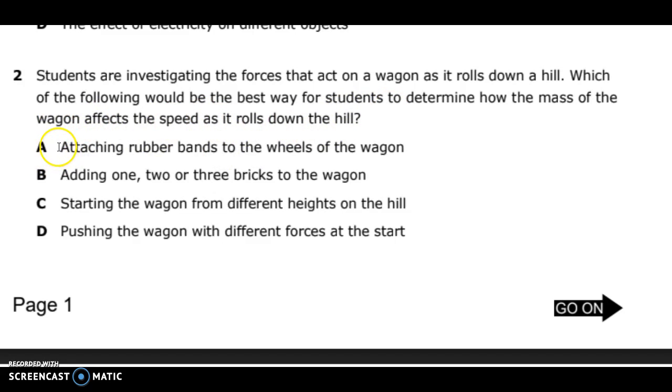A. Attaching rubber bands to the wheels of the wagon. B. Adding 1, 2, or 3 bricks to the wagon. C. Starting the wagon from different heights on the hill. D. Pushing the wagon with different forces at the start.